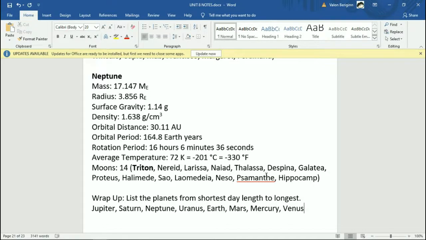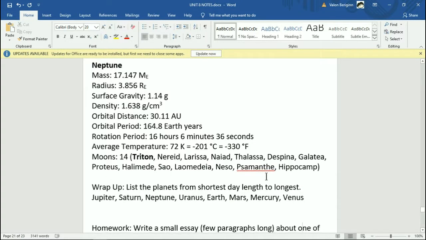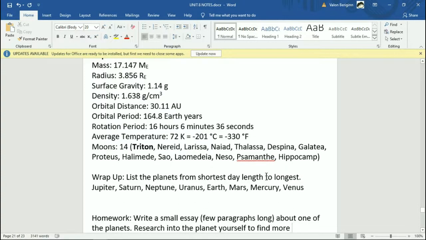So your homework assignment is a little bit of a longer one. I want you to write a small essay. Think of a few paragraphs, half a page to a full page over a regular piece of paper, about one of the planets that we have here, one of these 8.